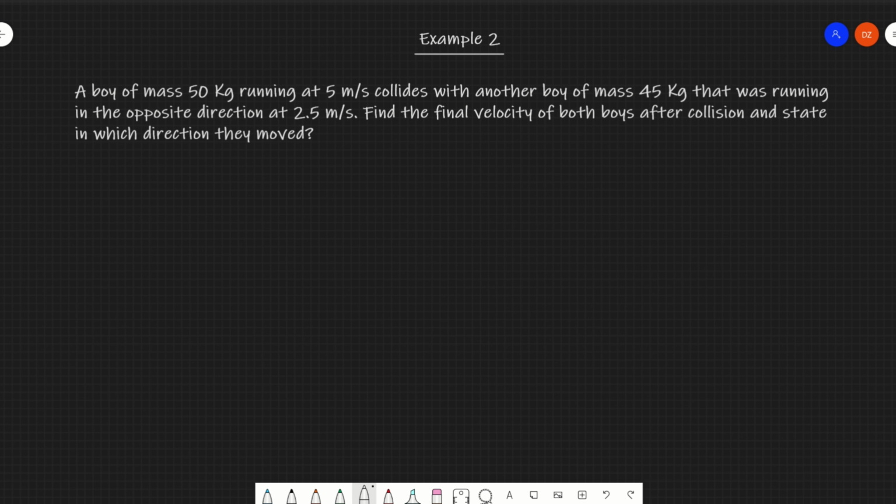For the second example, we have a boy of mass 50 kilograms running at 5 meters per second who collides with another boy of mass 45 kilograms that was running in the opposite direction at 2.5 meters per second. Find the final velocity of both boys after collision and state in which direction they moved. So, similarly to example number 1, we start by splitting the example into the before and after.